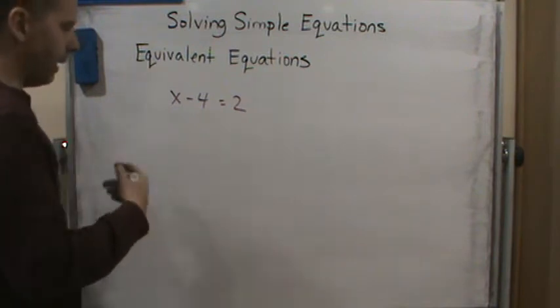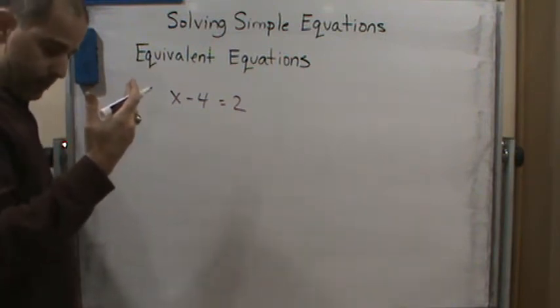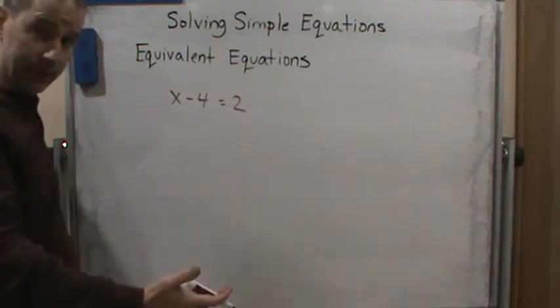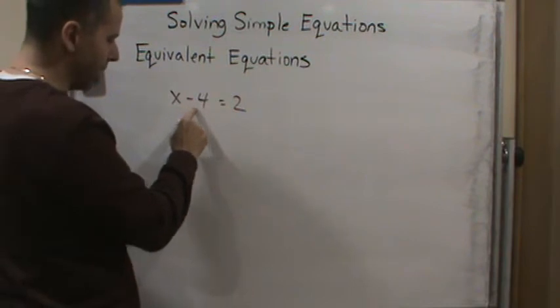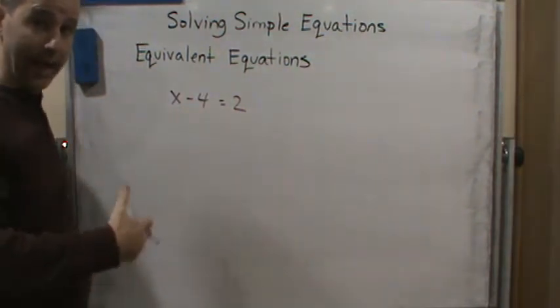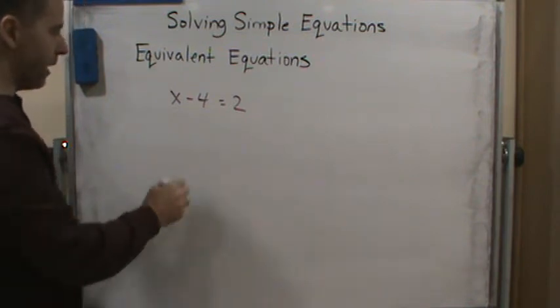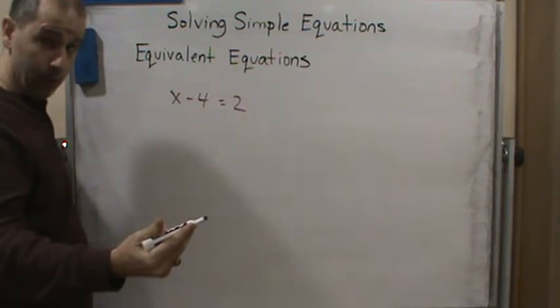So what do I do? Well, I'm going to use the addition principle to come up with an equivalent equation. So what can I do? Well, I'm subtracting 4 here, right? Well, I want to undo that. I want to do the opposite of that. So if I'm subtracting 4, well, then I want to add 4.